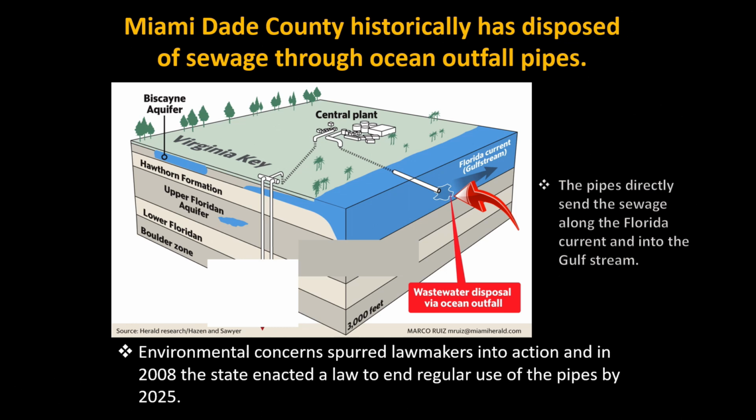These considerable issues created environmental concerns, which spurred lawmakers into action in 2008, and the state enacted a law to end regular use of pipes by 2025.